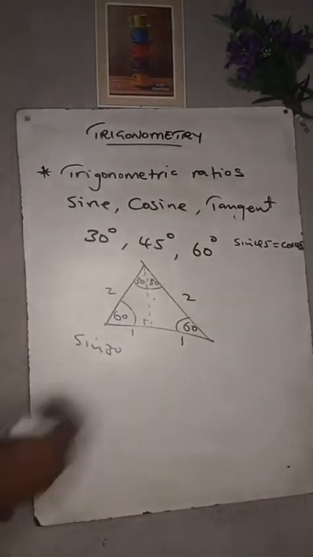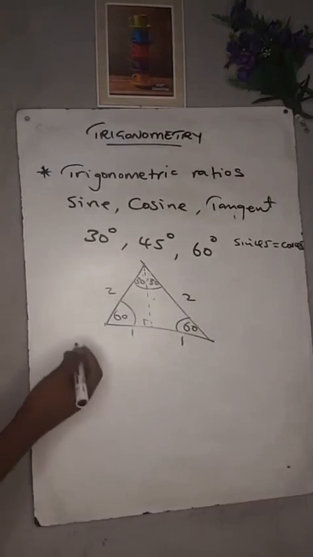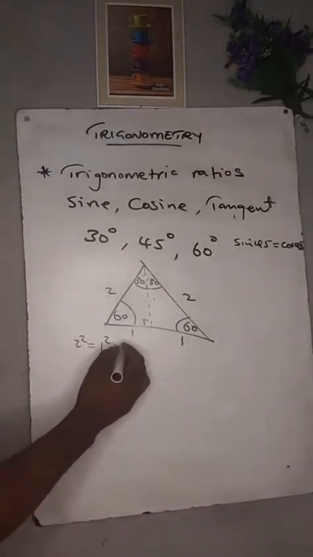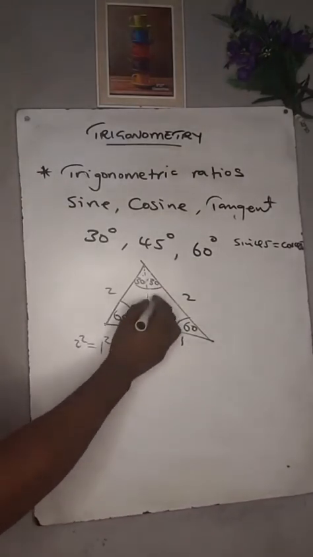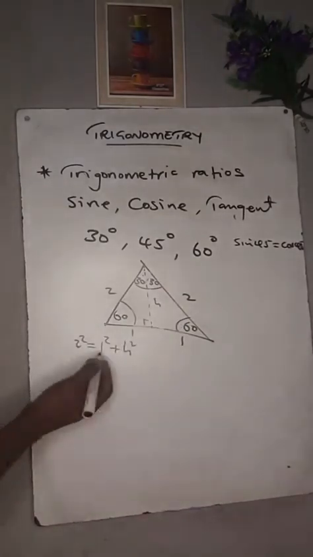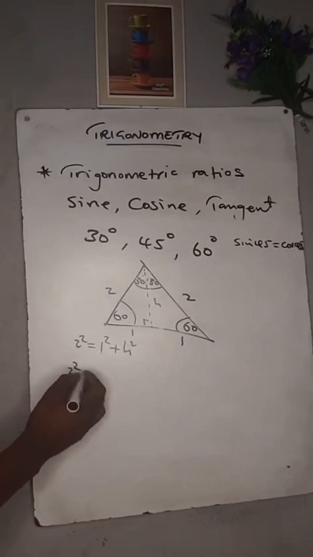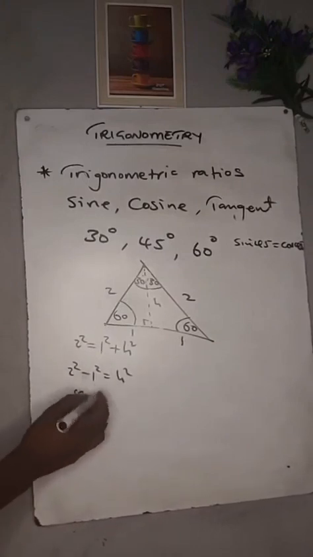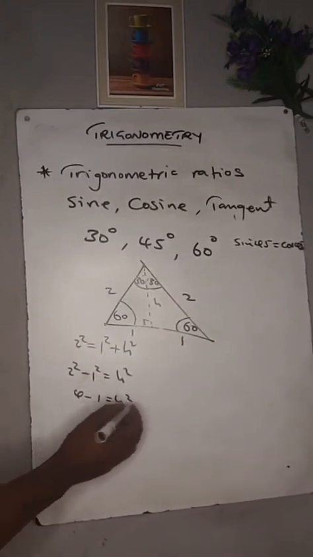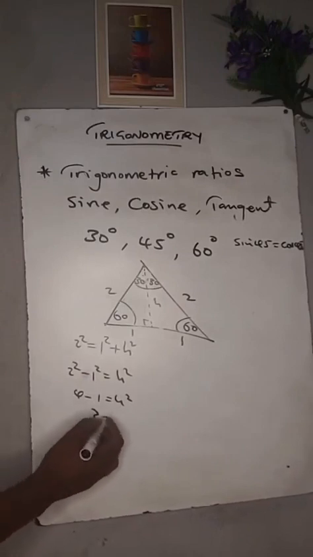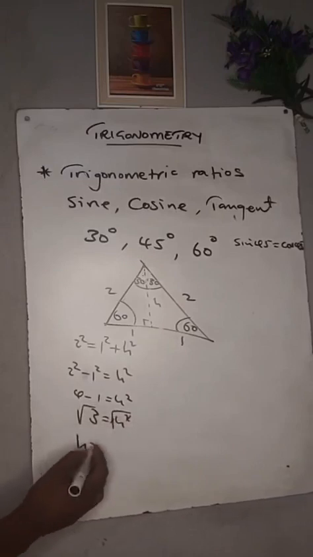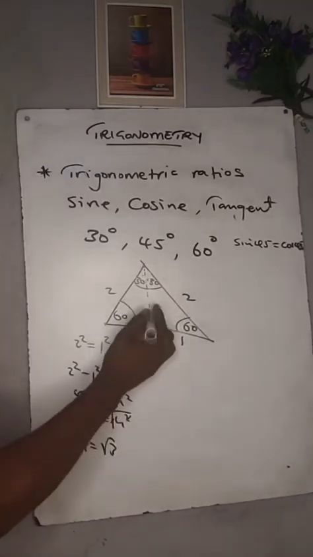So what we do is we're going to say our hypotenuse 2 squared is equal to 1 squared plus the height h squared. All right. Then we group the like terms. So we have 2 squared minus 1 squared is equal to h squared. Then 2 squared is 4, minus 1 squared is 1, is equal to h squared. 4 minus 1 is 3, is equal to h squared. So if we square root both sides, we are going to get that our height is equal to root 3. So what we have here is root 3.